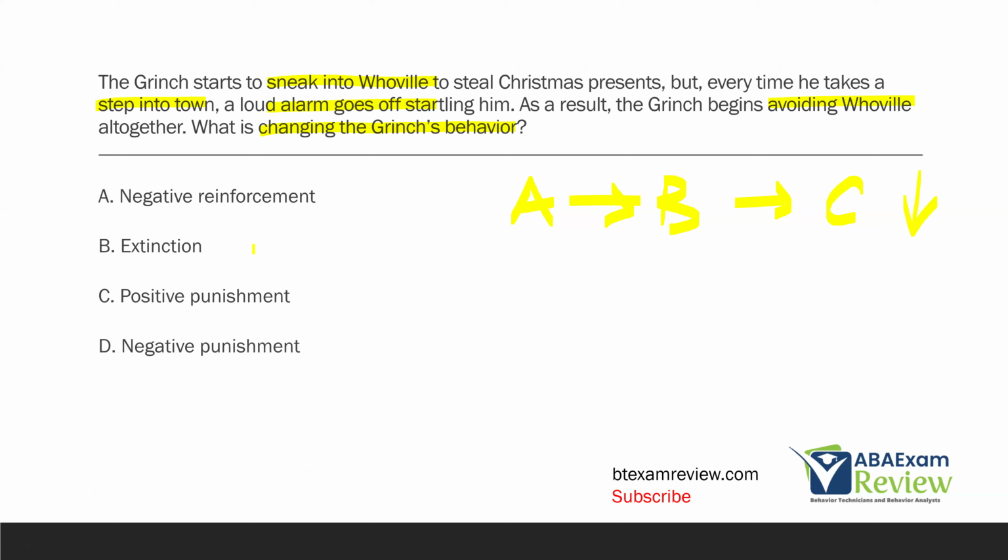Why is it not extinction? With extinction, we're withholding something. Here, what's being added? The alarm is being added, right? So it's got to be positive. Something's being added. It's positive, it's decreasing. It must be C, positive punishment. Negative punishment means something is being removed. So the consequence that is changing the Grinch's behavior is going to be C, positive punishment.